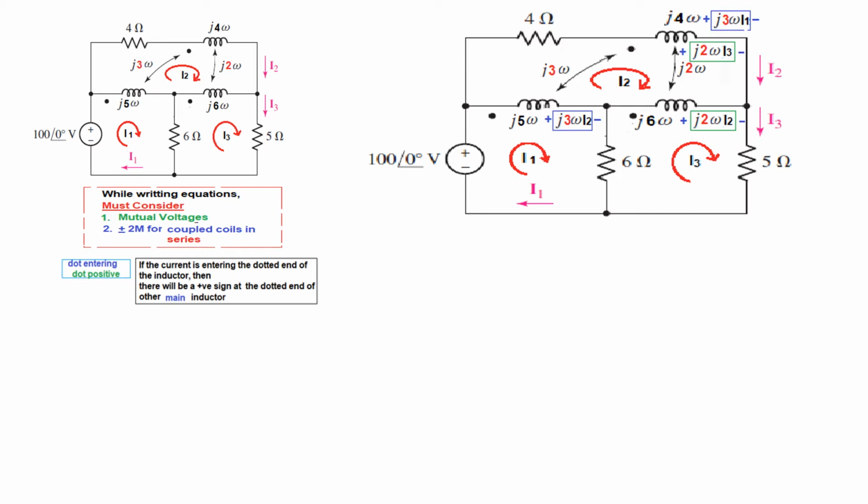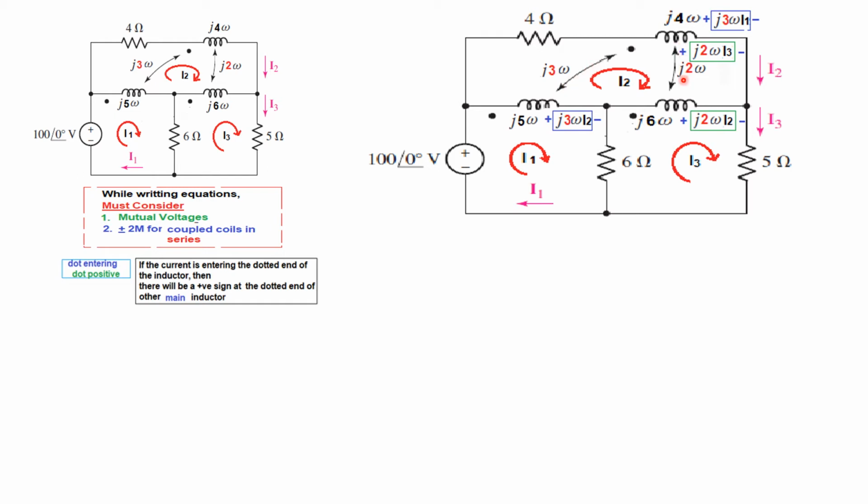Similarly, what is happening to this coil? Because of this, the current I1 is entering this one. Current I1 is entering the dotted terminal, so the other dot will be positive. And for j3 omega, we will write j3 omega I1, positive towards the dot and negative to the other end. So we have taken care of the mutual voltage due to j3 omega.